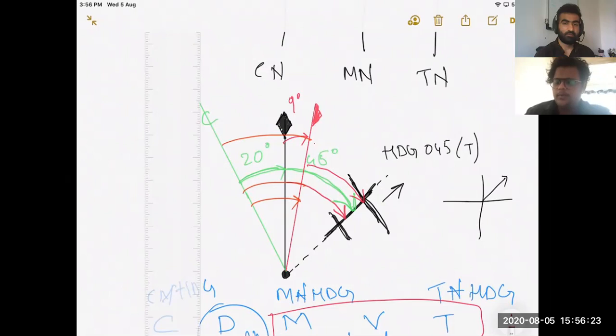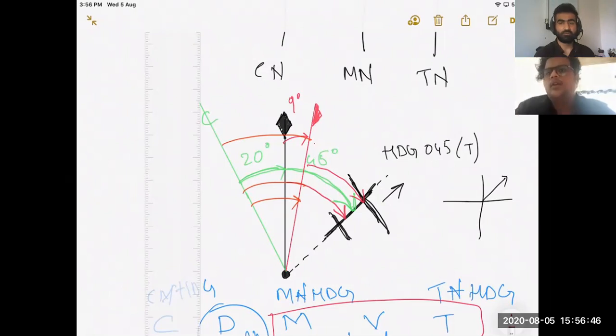The difference between compass north and magnetic north is known as deviation. So now look at the diagram and tell me how much is the value of deviation.